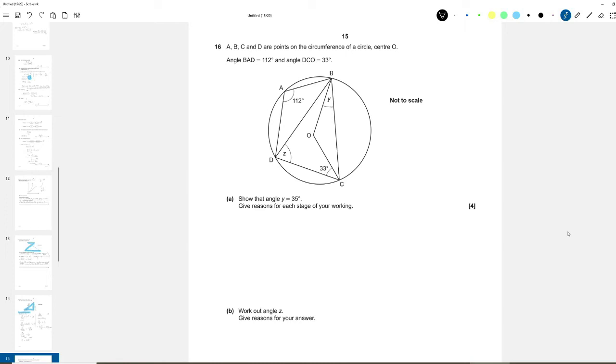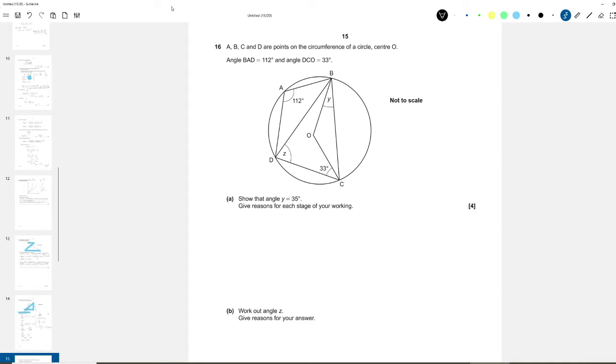Question 16. A, B, C, D are points on the circumference of a circle, centre O. Angle BAD equals 112 degrees and angle DCO equals 33 degrees. Show that y equals 35. Give reasons for each stage of your working. So this one is a circle theorems question.